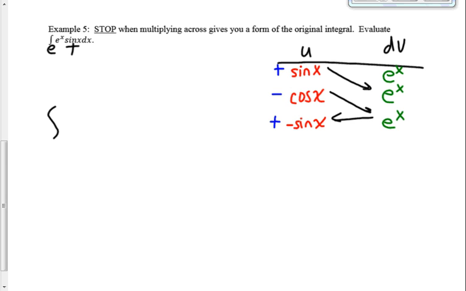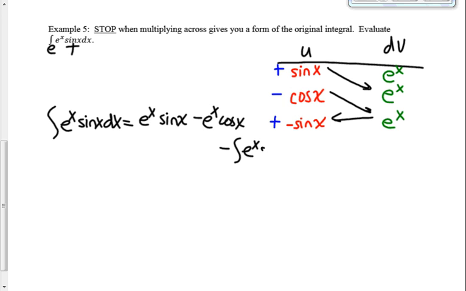So let's write this out. The antiderivative of e to the x sine of x dx is equal to e to the x sine x, that's my first diagonal line, minus e to the x cosine of x. Sorry, I'm going to go below. And then I have minus the antiderivative of e to the x sine of x. Technically, there's a dx there. So for that last one, multiplying across, that is the antiderivative. Now, this is like that last one we did where we had an a basically on both sides of our equation. So I'm going to add the integral of e to the x sine of x to both sides.